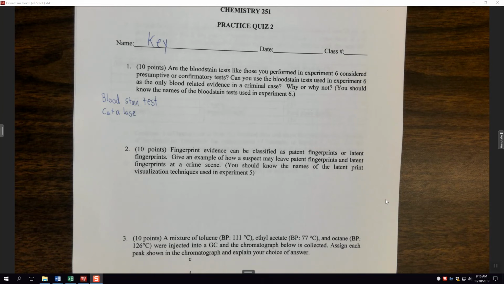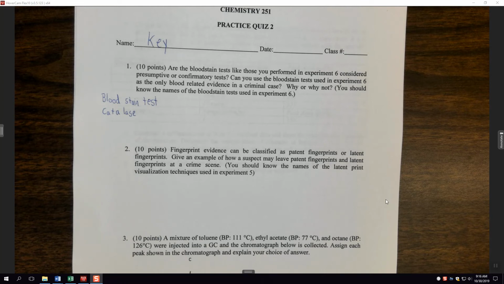The catalase test only works at relatively high concentrations, and there are other organisms, some plants and bacteria, of course, that can actually react positive. So it is not a confirmatory test, but it is a presumptive test that there's possibly some bloodstain there.